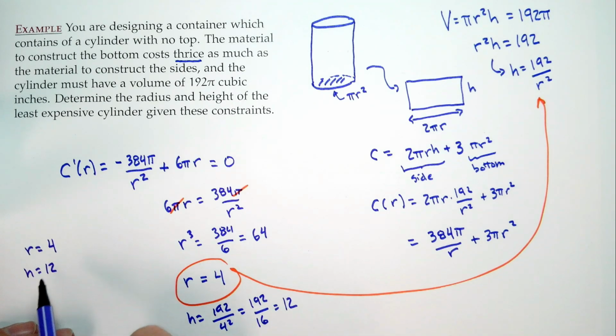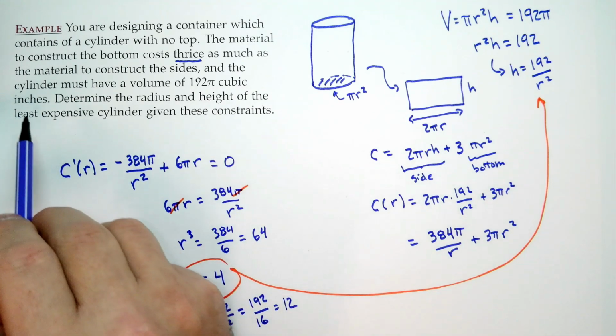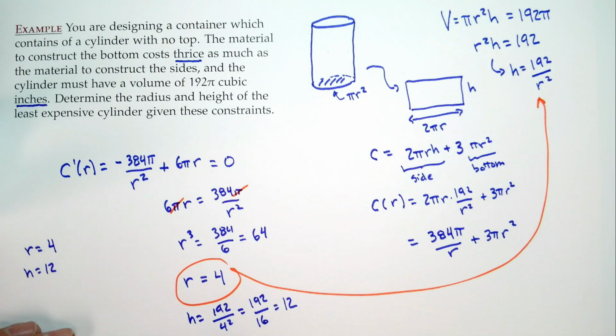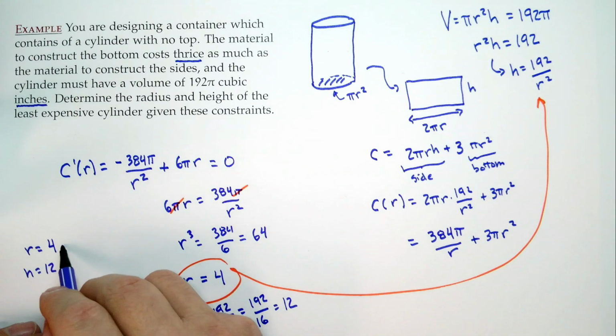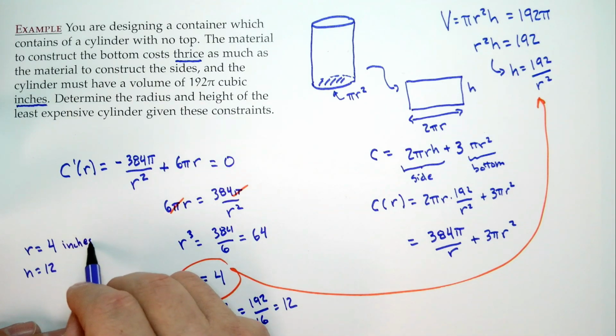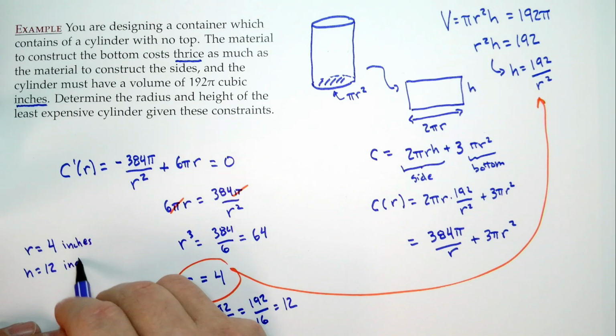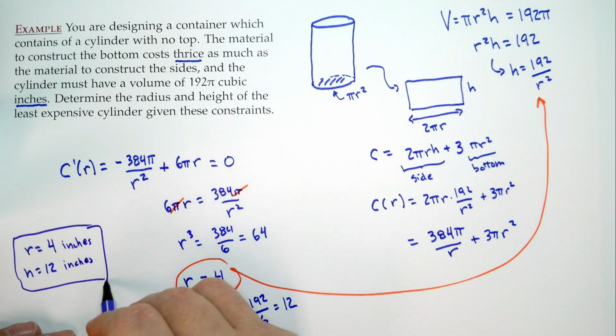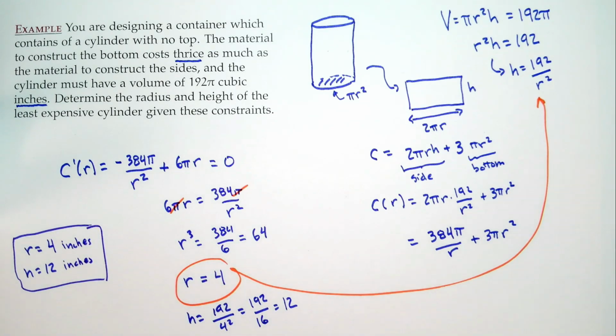And if we want units, we can figure it out, because we were told our measurement was in inches. So r equals 4 inches, and h equals 12 inches. And we're done. That's the answer.